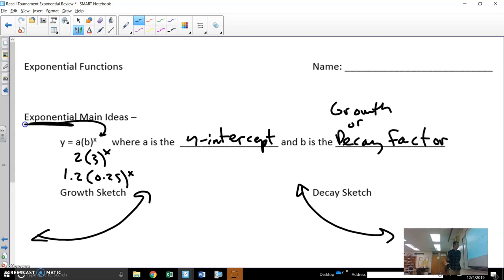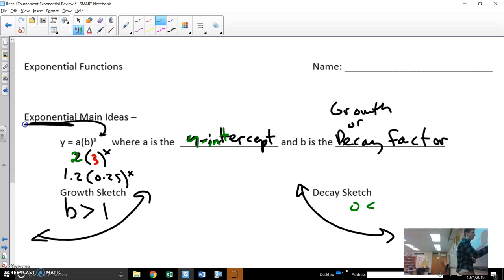For example, if you take 2 and multiply by 3, it goes up to 6. And if you multiply by 3 again, that makes it 18. So it's going to keep on growing, and that's because the b value is greater than 1. When the b value is greater than 1, for example, this 3 right here, that is what makes it grow. Now the y-intercept, that is your a value. 2 is where you start, and then you multiply by 3 and it grows.